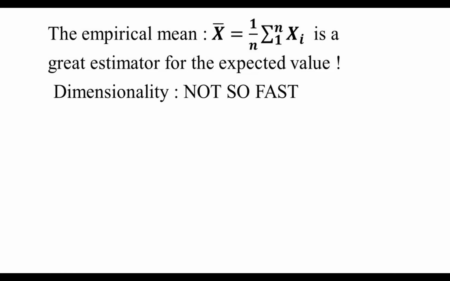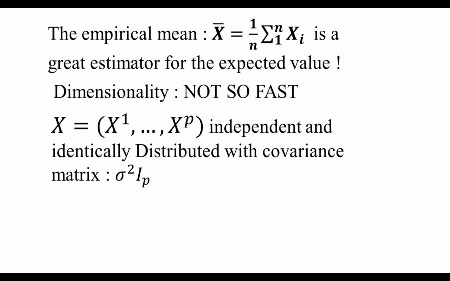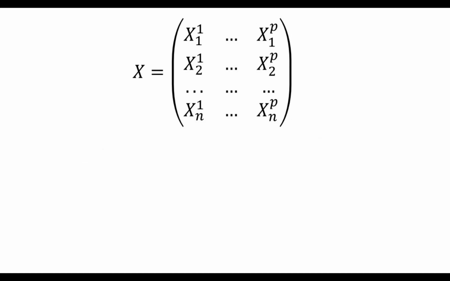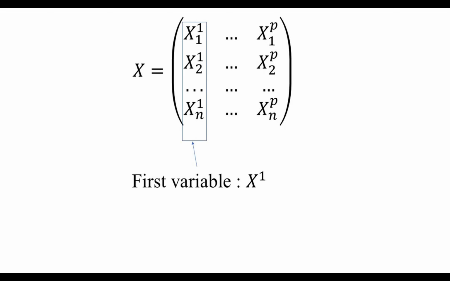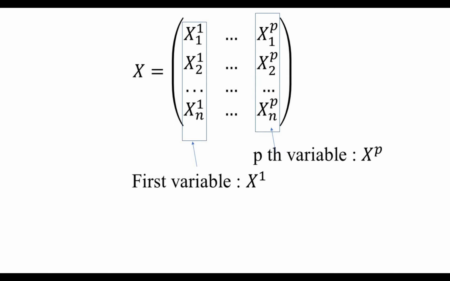Let's assume we have a bunch of data with dimensionality p, and with covariance matrix equal to some non-negative value sigma multiplied by the identity matrix. Let's evaluate the mean squared error of the mean estimator and see if we can find a link between it and the dimension p. Let's assume we have p variables containing n observations each. Don't let the notation fool you. This is pretty simple. The first column is the first variable, and the last one is the variable of index p.